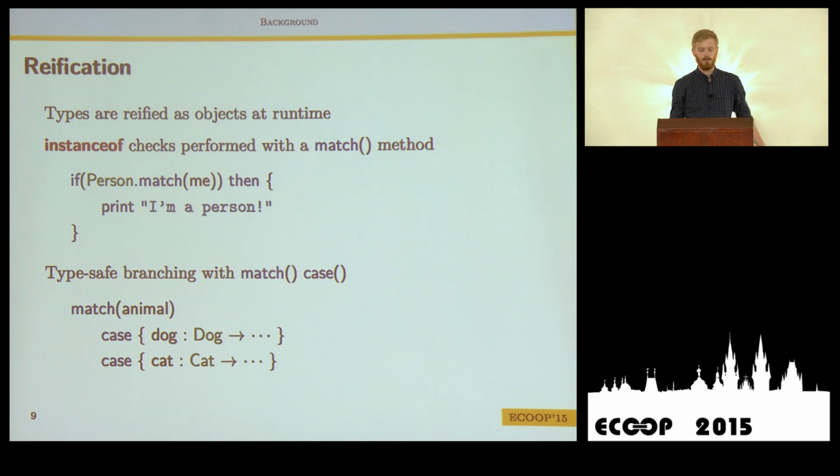One of the other important things about Grace is that the types are reified into objects at runtime, and instance of checks are just methods on types. So instead of doing an instance of special something that's built into the language, if you have that person type, you can call the match method on it, pass me in, and it'll say that I'm a person. And then we can do casting. There's a match case construct, and those type objects exist at runtime, and it essentially does the same thing. The important thing being that they can still be reasoned about inside the body of the cases as types. So the dog variable has the type dog inside that branch.